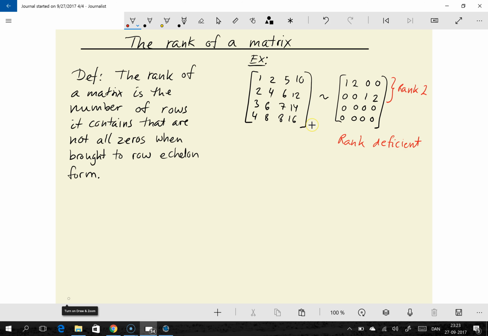Now let's try another example. Here's another matrix. It's almost the same as the first one. I just changed a few numbers, this number and this number. And let's investigate the rank of this matrix. It actually turns out that when reduced to row echelon form, it looks like this.